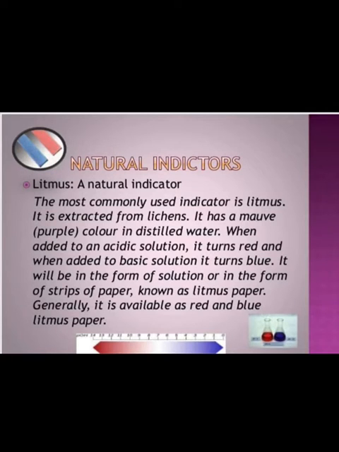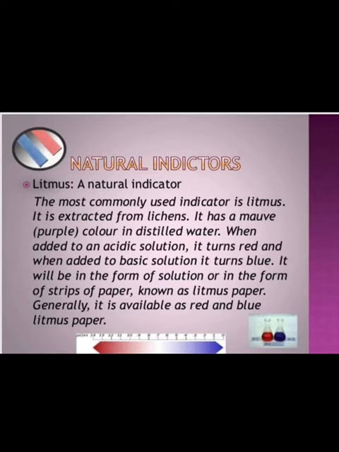The first one is litmus. It is a natural indicator. The most commonly used indicator is litmus. It is extracted from plant lichens. It has a purple color in distilled water. If we add some acidic solution to litmus, then what will happen? The purple color changes to red. When it is added to a basic solution, there is no color change.